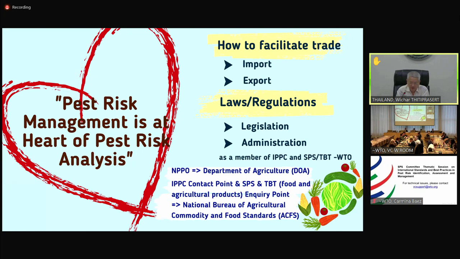Pest risk management is at the heart of the pest risk analysis. Why is that? How important is it? I will give more detail later on. Thailand, as a member of the International Plant Protection Convention and the WTO SPS agreement, has an obligation to comply with the rules and regulations stipulated in the said international agreements. To fulfill the obligation, the Plant Quarantine Act was enacted in 1964. Since then, it has been amended by Plant Quarantine Act number 2 in 1999, and lastly by Plant Quarantine Act number 3 in 2008.